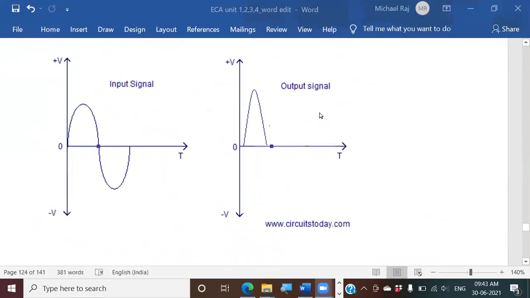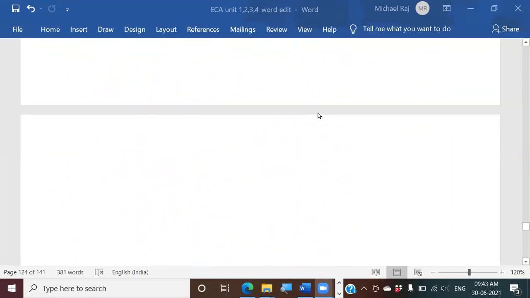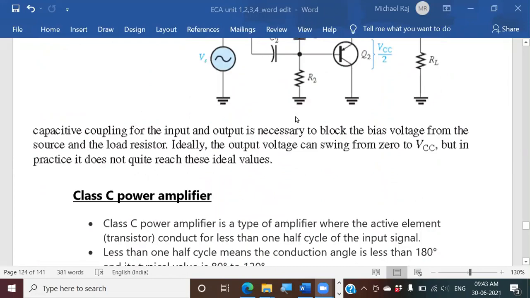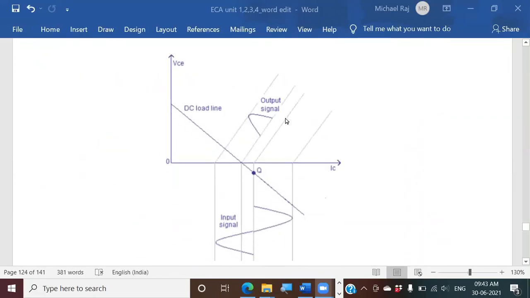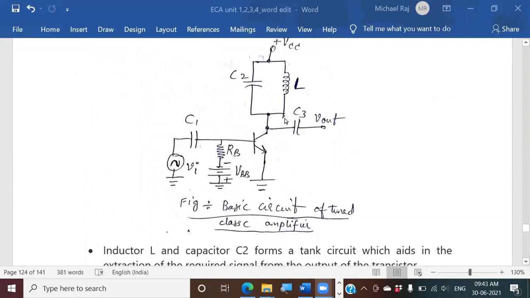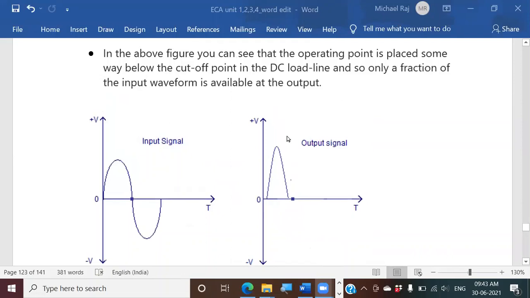So, see again, class C amplifier, right? We were discussing the class C amplifier. Less than 180 degrees is the conduction angle, and because of that, the signal has not only the fundamental frequency but also harmonics according to Fourier series expansion. Please go through Fourier series expansion, then you will find this topic very enlightening.